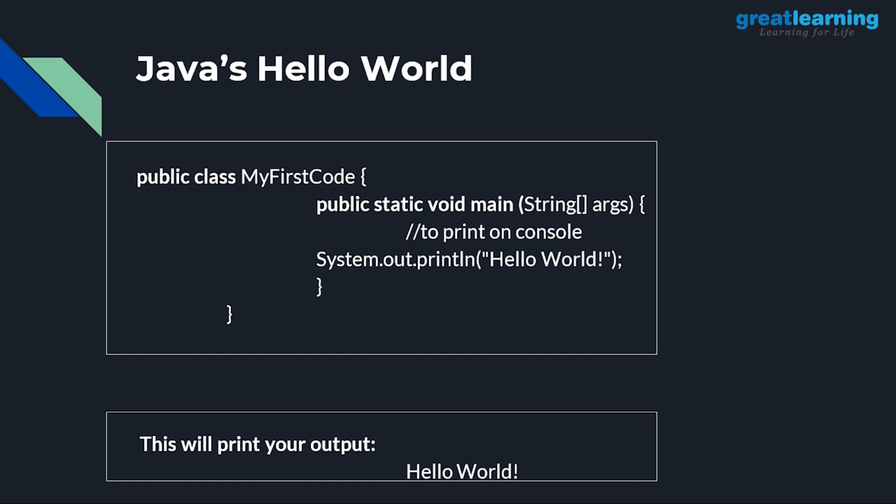Then there is class, which is a keyword. Then the name of the class is given as MyFirstCode. Then there's a function, the main function: public static void main. Void means that it returns nothing. Static means it belongs to a class rather than to an object. We will cover all those things.